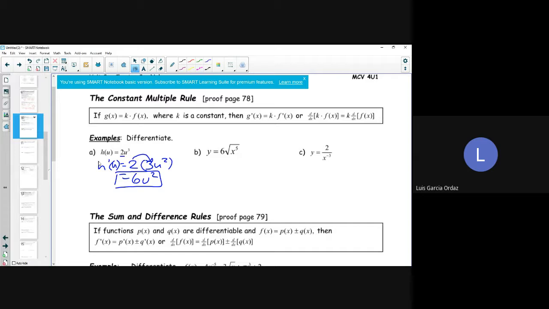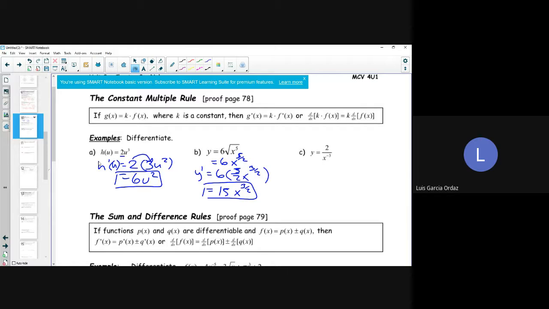And we're going to take that same concept with the next one. So we don't like roots. Roots are ugly and are hard to work with. So we'd rather turn them into exponents. So I can change this to 6 times x to the power of 5 over 2. Which means that I'm going to use my constant multiple rule. So y prime is equal to 6, leave it alone, times 5 over 2 x to the power of 3 over 2. I take my 6 and multiply it by 5 over 2, which gives me my derivative of 15x to the power of 3 over 2.